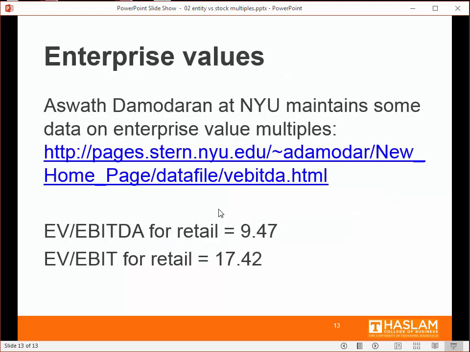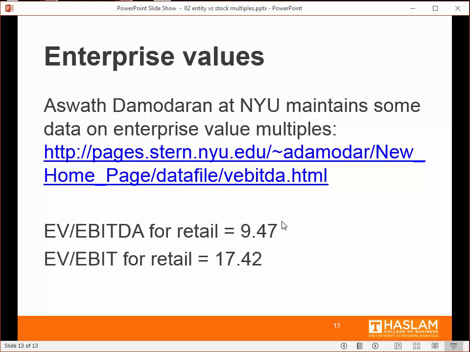Now, it turns out that these enterprise values, which would be and are useful for valuation, are not maintained on very many websites, but Aswath Damodaran at New York University, who does a number of really good things for the finance community, one of which is maintaining a market risk premium calculation on a monthly basis, really does provide good services for the finance community as a whole. He also maintains some data on enterprise multiples, and he updates them periodically as well. Here's the website for them.